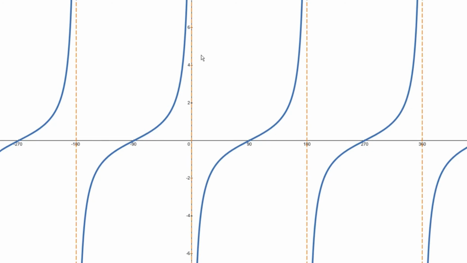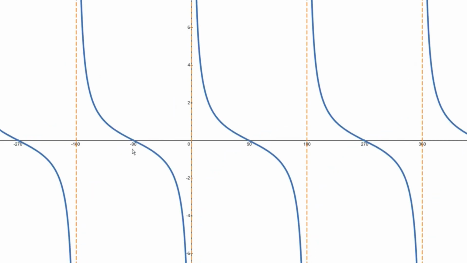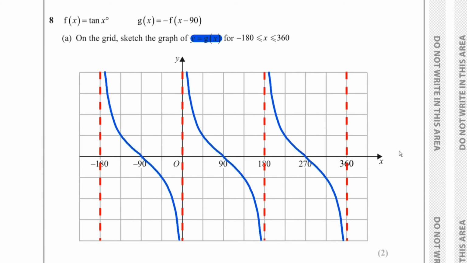Now, if we have minus the tan of x minus 90, we need to flip this graph in the x-axis. So we end up with the graph shown here. And now we need to restrict the domain to minus 180 to 360. And that is shown here. Hence, here is the graph of y equals g(x).